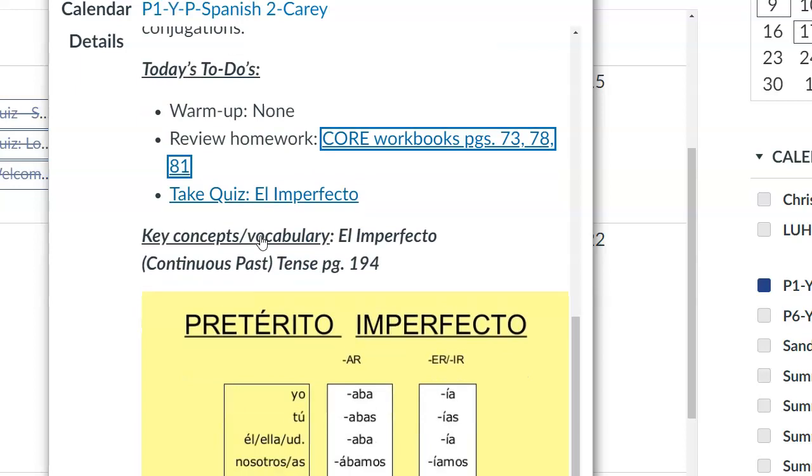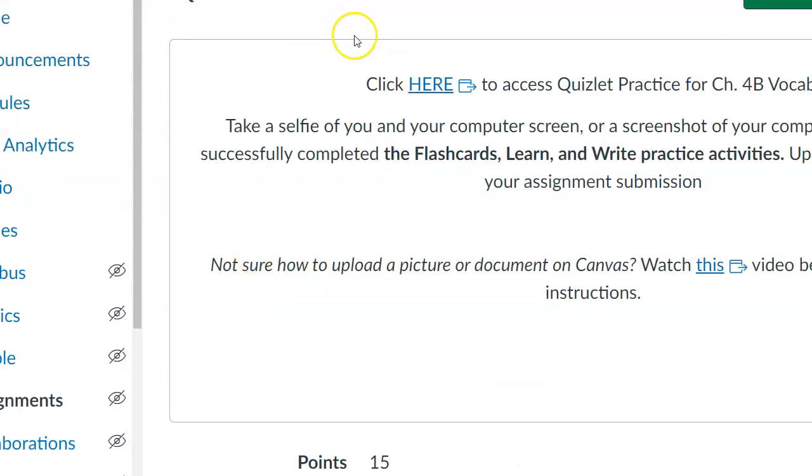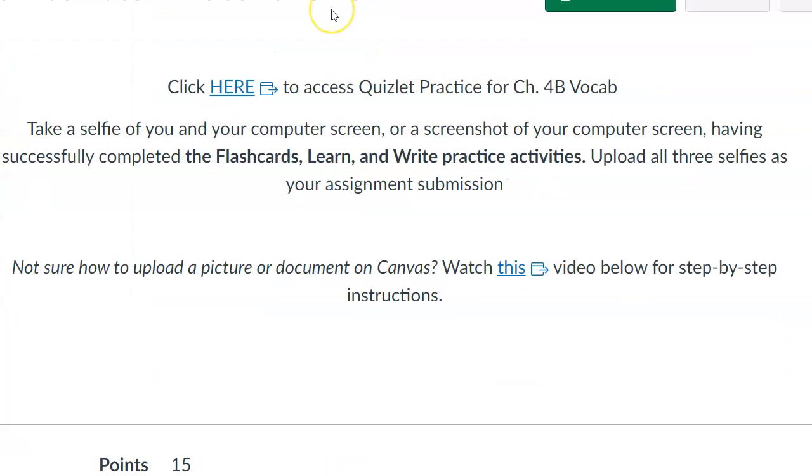And then when you guys are done, you're going to work on the Quizlet practice for Chapter 4B. We're going to dive into Chapter 4B when we see each other again. You'll do the flashcards, learn, and write activities. However, if the right does not appear, you're welcome to do either the test or the match or any other of the activities that are available.